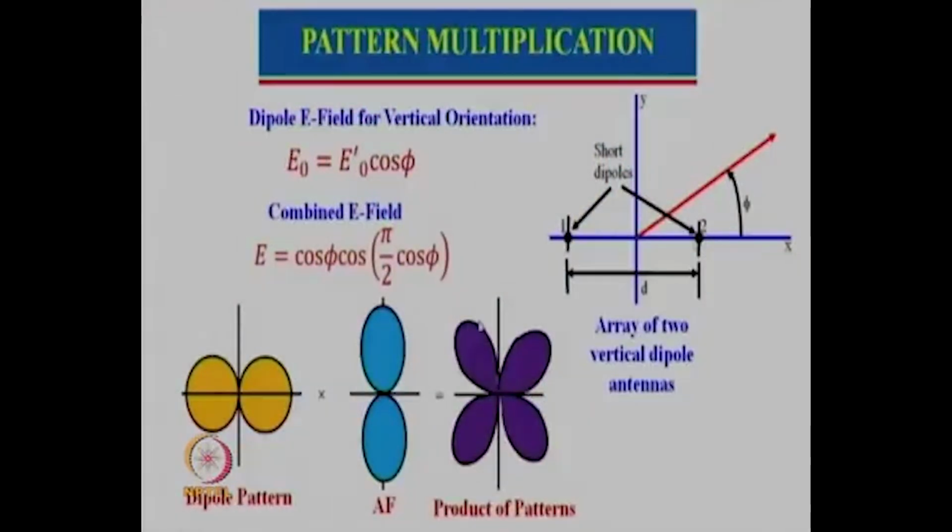If it was an end fire array, then what happens? This is the dipole pattern which is maximum here. For the end fire array, the array factor will also be maximum in this direction, and then what you will get? You will get a narrower beam, which means higher directivity in the end fire direction. So it all depends upon what application you are looking at.